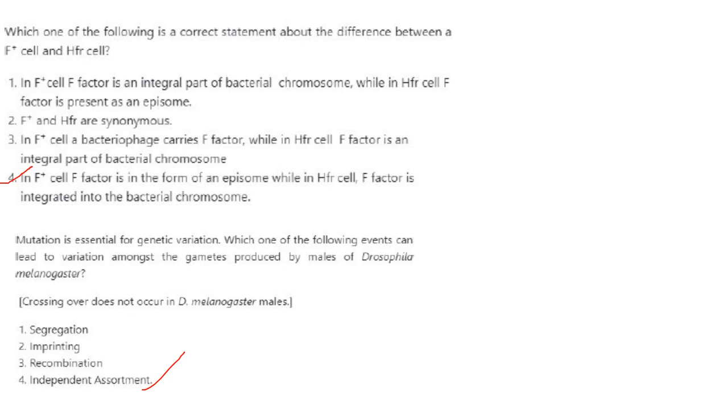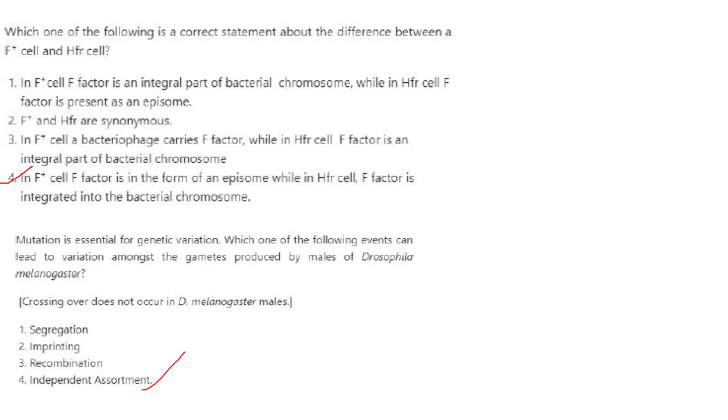Then next one. Which one of the following is a correct statement about the difference between an F plus and Hfr cell? So the answer here is option 4, that is in F plus cell, F factor is in the form of an episome, while in the Hfr cell, F factor is integrated into the bacterial chromosome. So the answer here is option 4. Then next one.